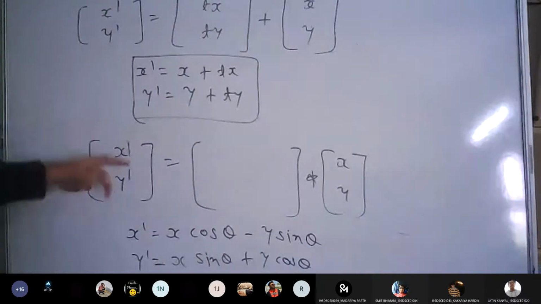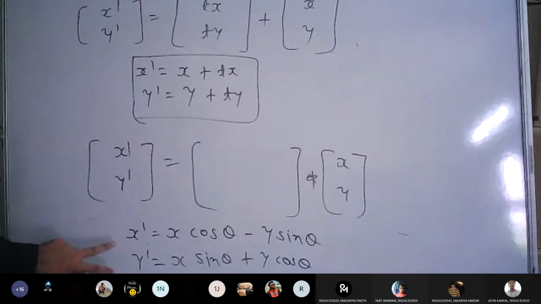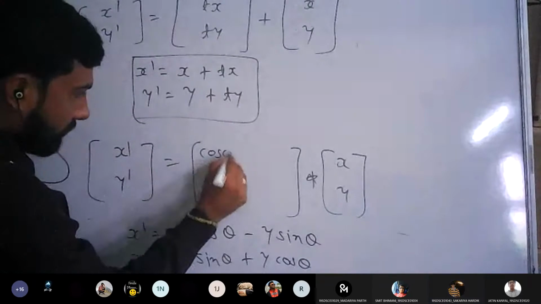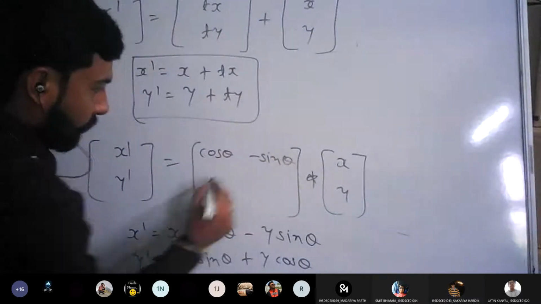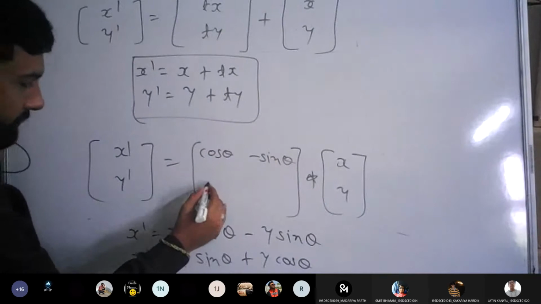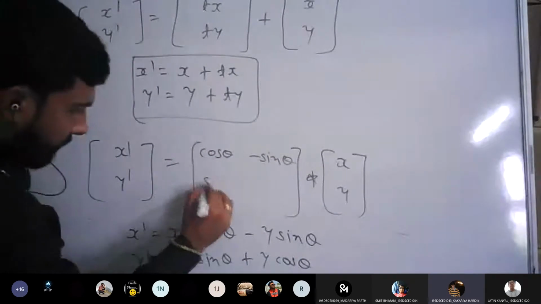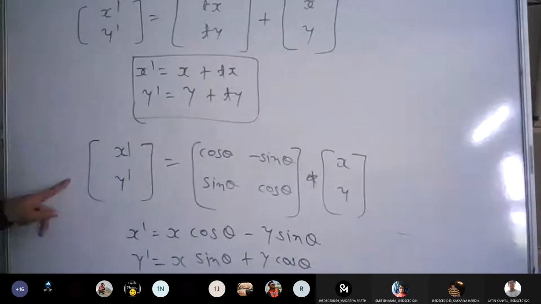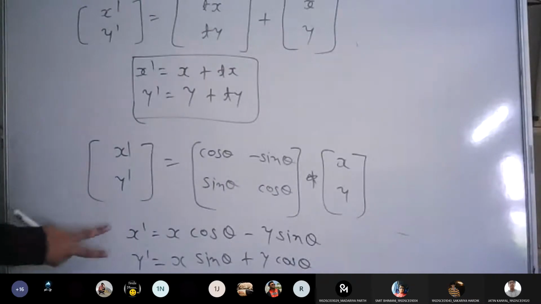Now I want to write the matrix form for both the equations which I have written here. So can anyone help me convert the equations into the matrix form? Sir, cos theta and minus sin theta. Very good. Here I can write cos theta in the first term, then it will be minus sin theta. What about here? Sin theta, cos theta. Correct. So this is the matrix form for rotation and these are the equations for rotation transformation.